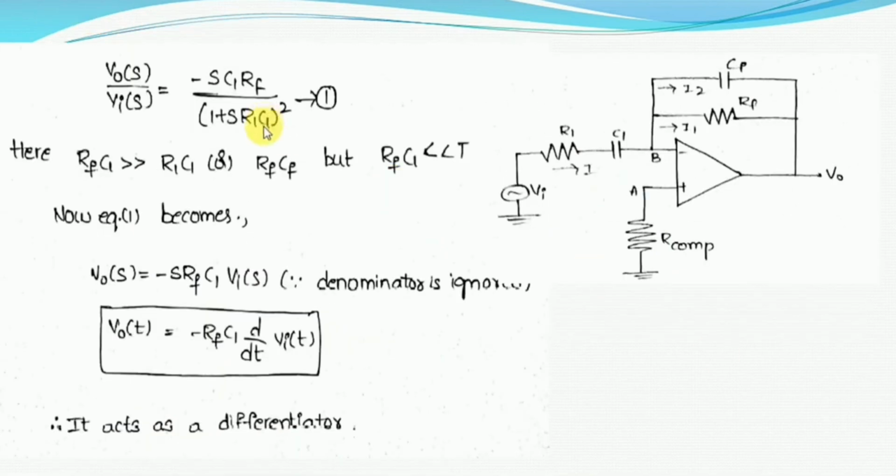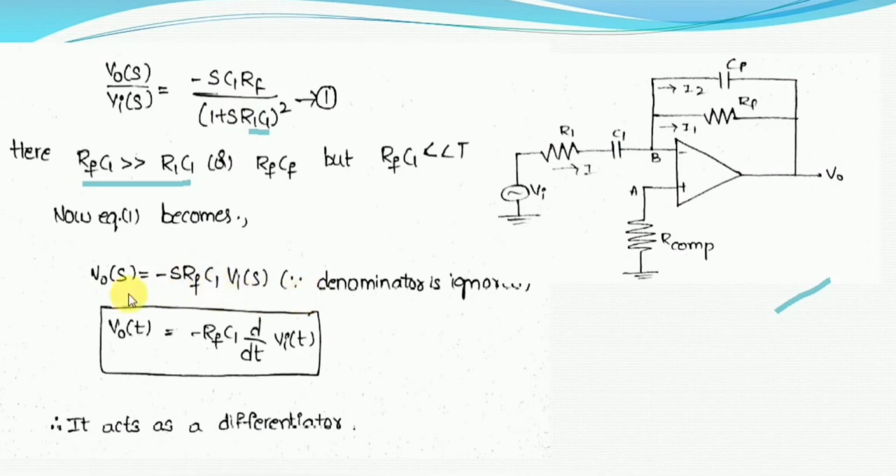Now we have to prove that this obtained equation is nothing but a differentiator equation, differentiator in the sense that the output voltage obtained is the differentiation of the input. To prove that, we assume that the product RF C1 should always be greater than the product R1 C1. This case is assumed in order to prove that the circuit will act as a differentiator. If you assume this, the denominator term will be negligible, and finally the equation obtained is V naught of S equals minus S RF C1 into VI of S.